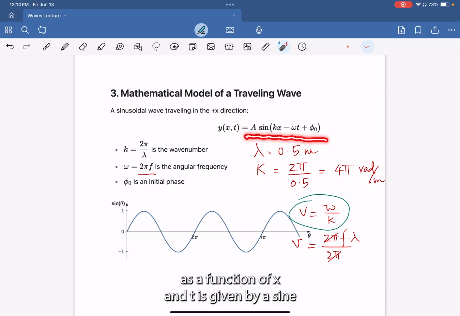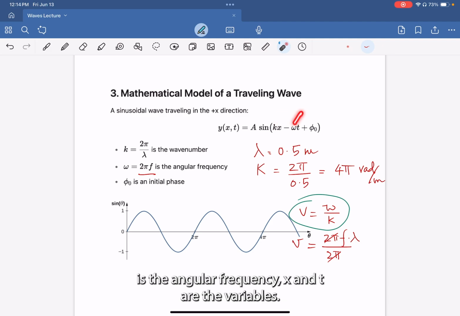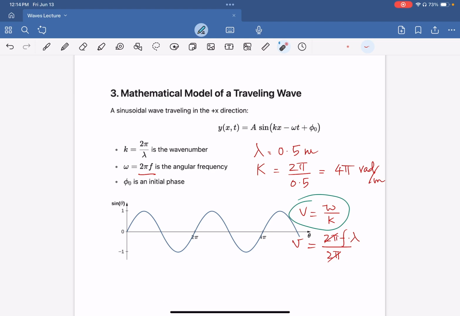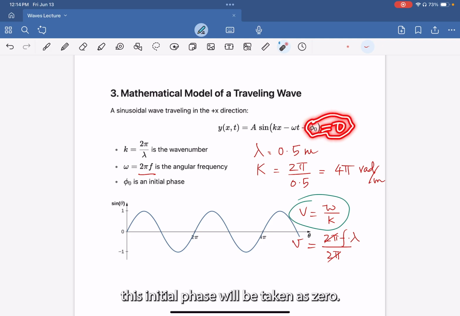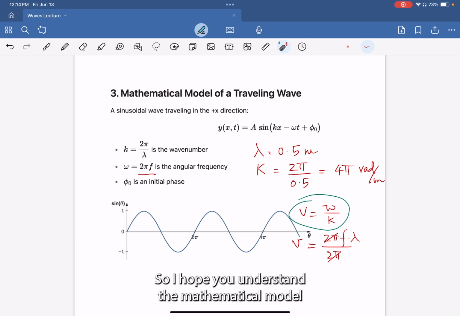Now, going back to this, you see that y as a function of x and t is given by a sine or a cosine, whatever, all of this. And you understand k is the wave number, omega is the angular frequency, x and t are the variables. This is the initial phase. In most cases, this initial phase will be taken as 0. Okay? So I hope you understand the mathematical model of a traveling wave now.